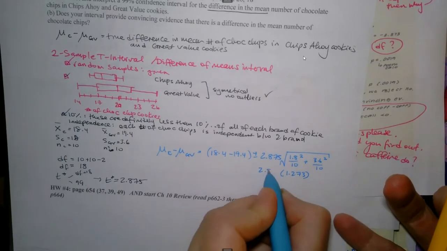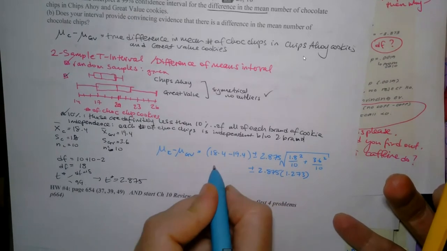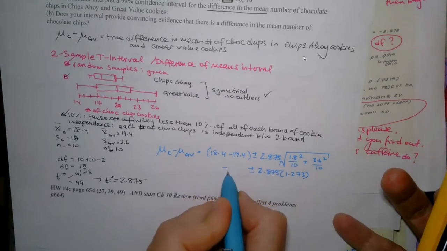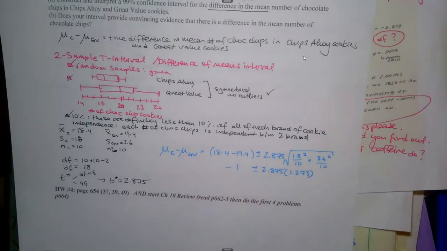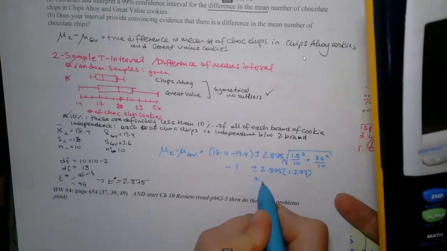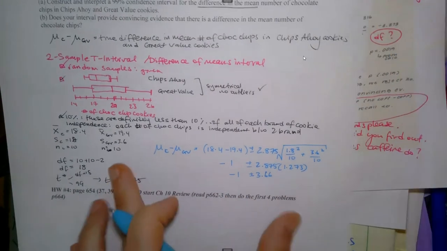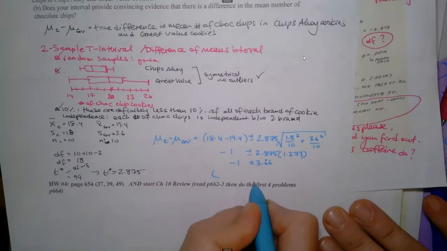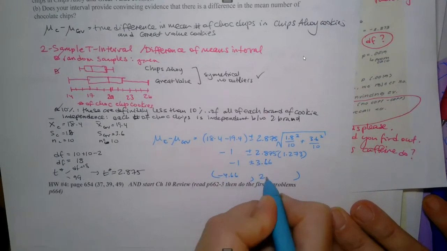That's what I got. All right, so then I'm going to multiply those two to figure out my margin of error. So it's standard error, critical value, together it's a margin of error. This difference is a -1. So when I multiply them, I'm adding and subtracting 3.66 chocolate chips. And the average difference of chocolate chips from brand to brand is -1. So then when I'm done with this, I'm going to have a -4.66 and a positive 2.66.